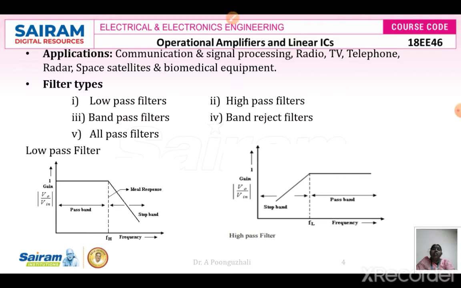Under that, next is filter types. There are basically 5 different categories of filter types. One is the low pass filter, the second one is the high pass filter, the third one is the band pass filter, the fourth one is the band reject filter, and the fifth one is the all pass filter. So first we will be studying the low pass filter.